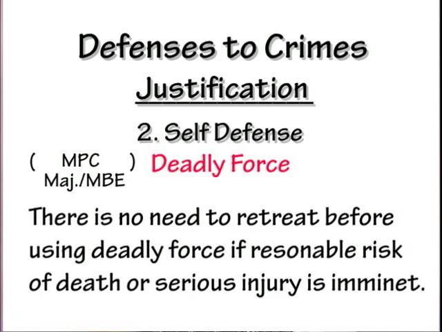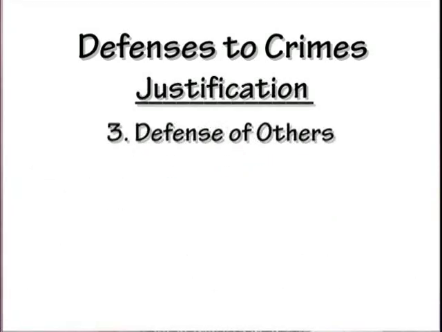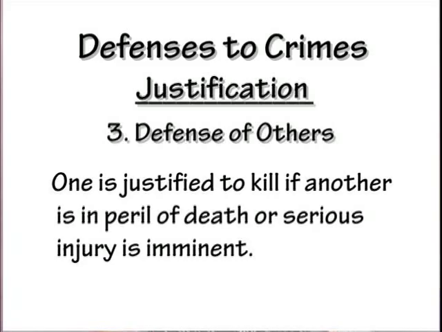Number three, defense of others. The rule is one is justified to kill if another is in peril of death or injury. So basically, you're just coming to the rescue of another. It's the same basic rule as self-defense. You're justified in using the amount of force that is reasonable under the particular circumstances, so you would want to use the reasonable person standard.